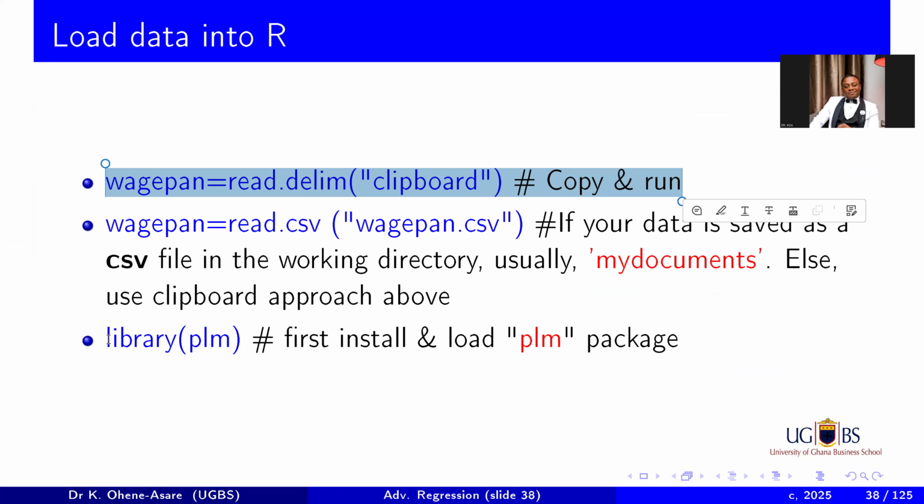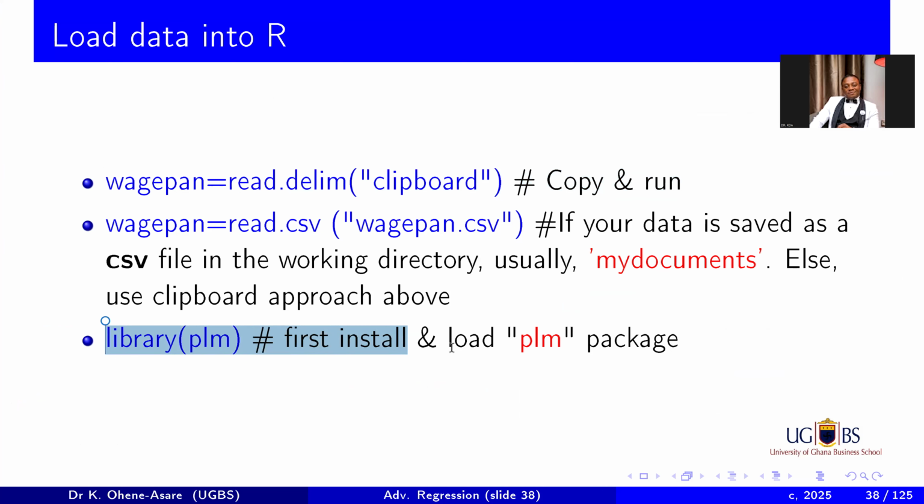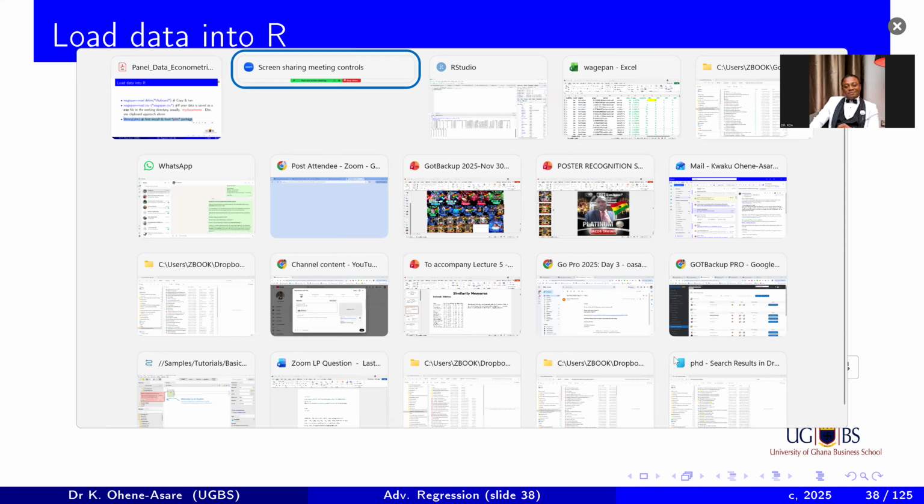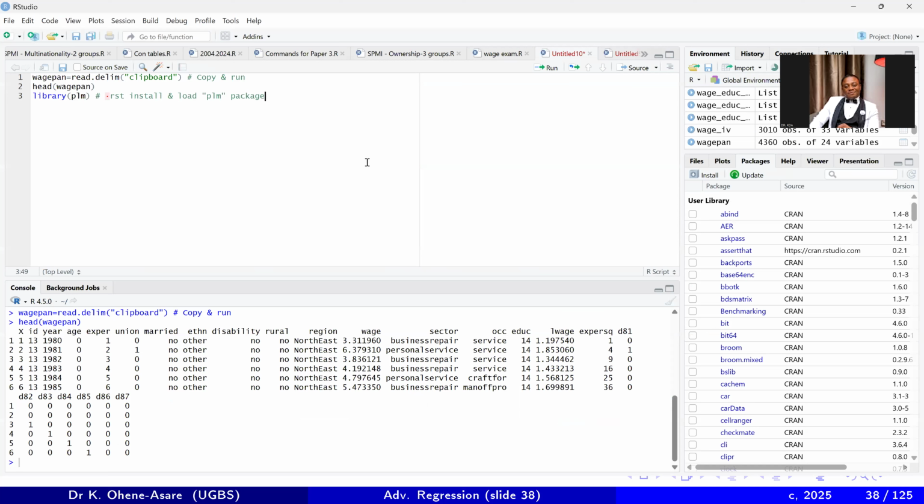Now you're going to run the panel regression model for the pooled OLS. So you can install this library PLM. You can install and load it. So you first install, and then you load. You load that library PLM into the model.